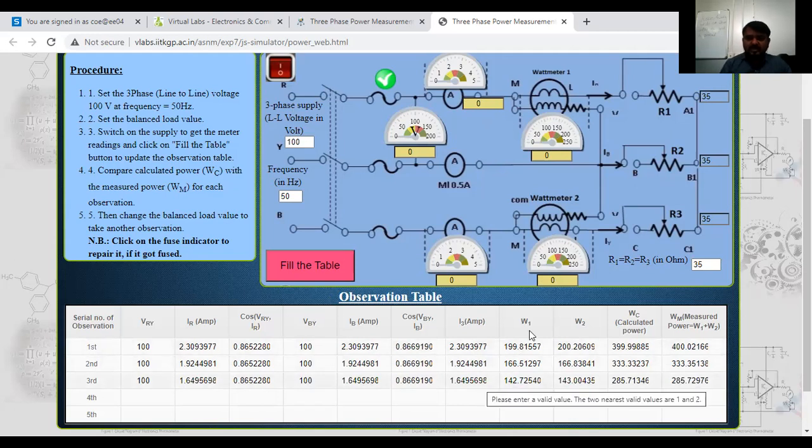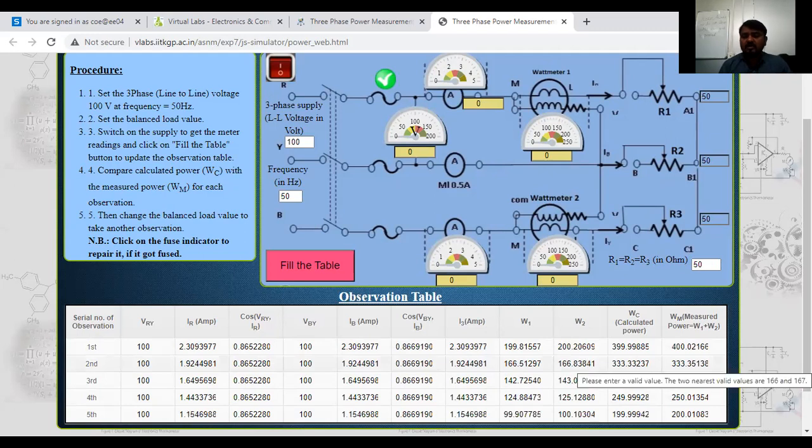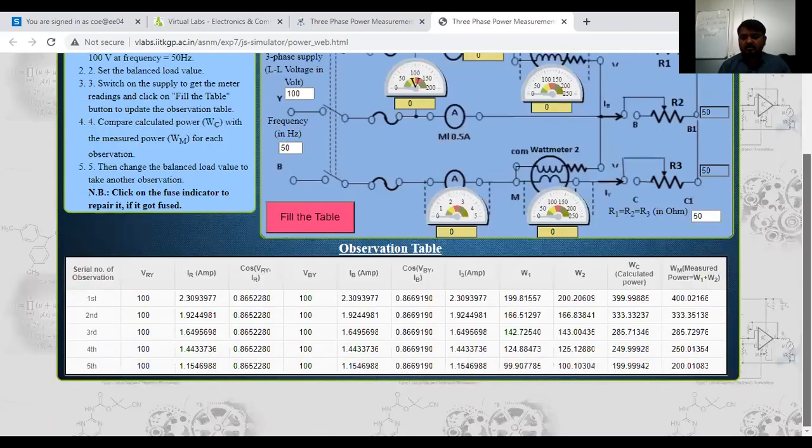So instead of this, you can calculate. I have started from 25 to 35 and find 40 ohms also. Again, you switch on the supply and fill the table. Fourth reading. Next, I will write 50 ohm directly, switch on the supply and fill the table here. All 5 readings we have taken here now.